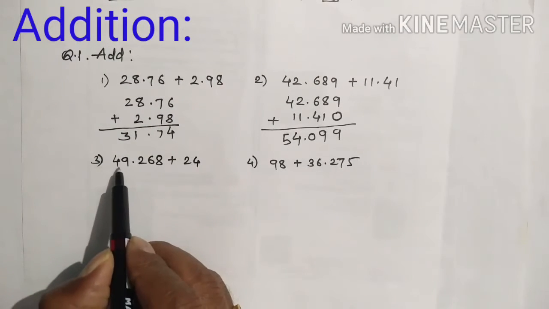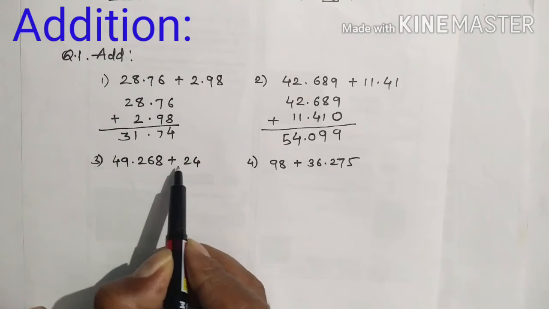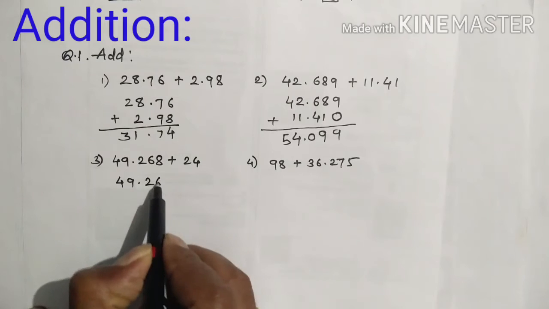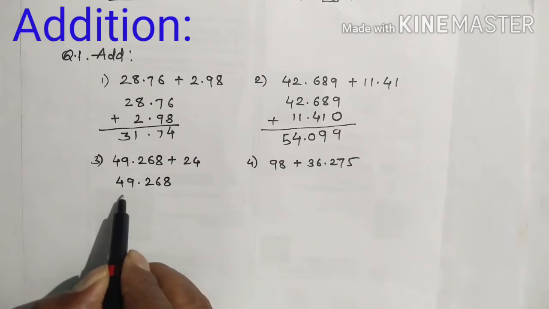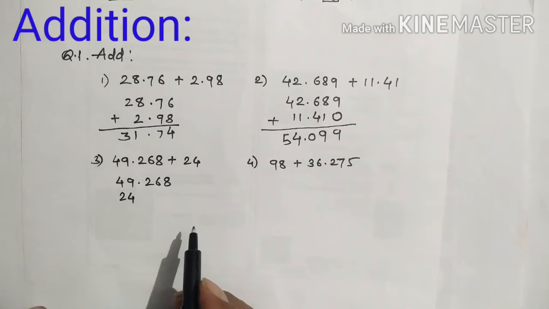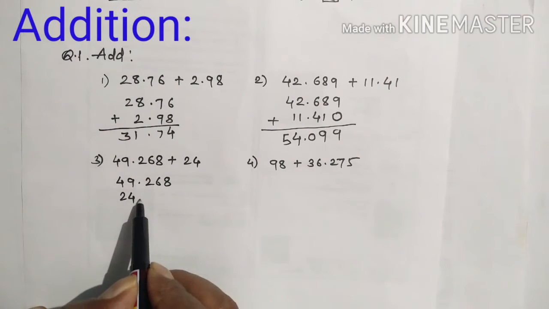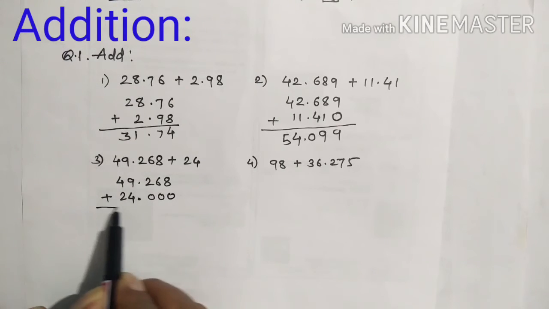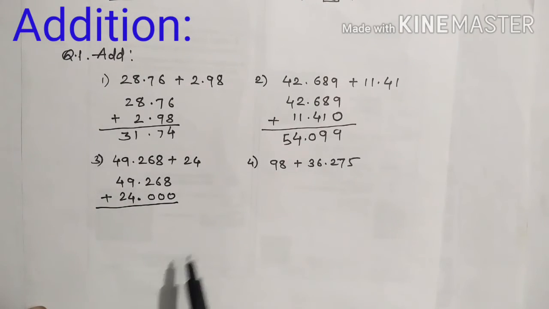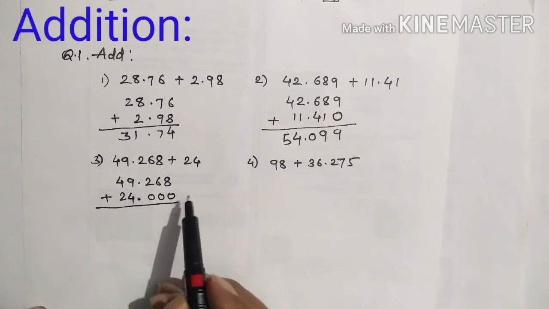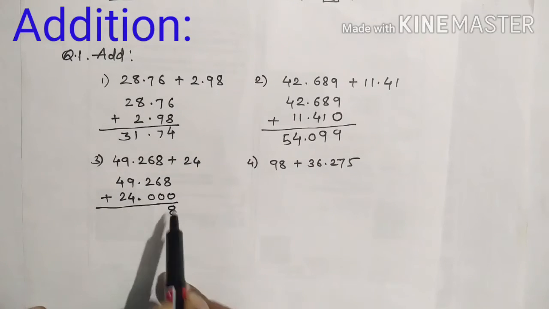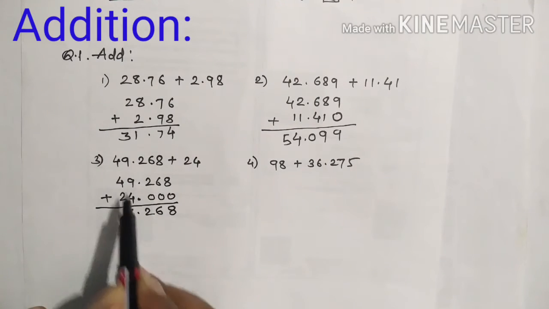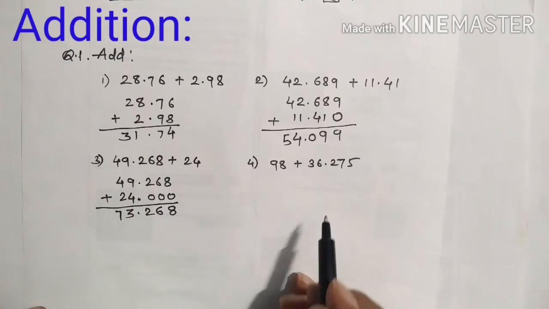Example number 3, 49.268 plus 24. Here we have to arrange the addends according to their places. 24 is a whole number, so we should add it like this. 24 is nothing but 24.000. Okay, its value would not change. Like this we have to convert the two numbers into like decimals and then add or subtract. So 8 plus 0 is 8, 6 plus 0 is 6, 2 plus 0 is 2, 9 plus 4 is 13, carry 1, 5 plus 2 that is 7.